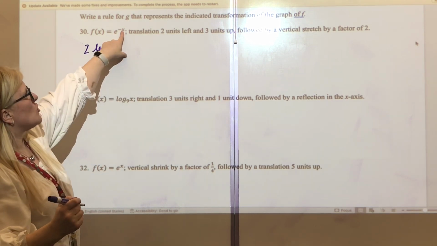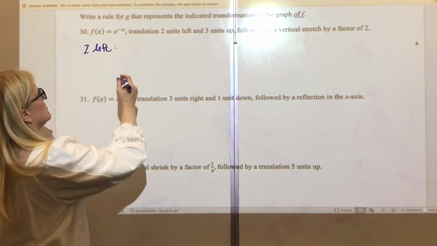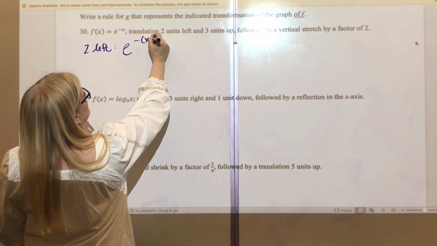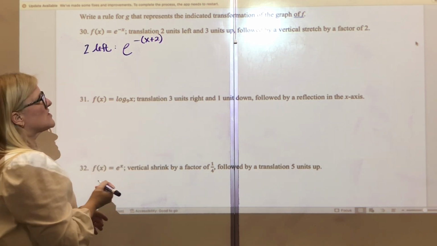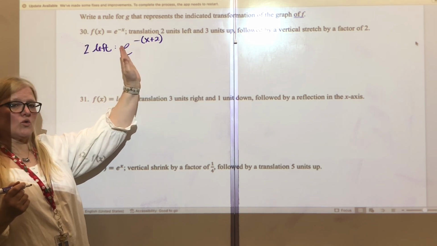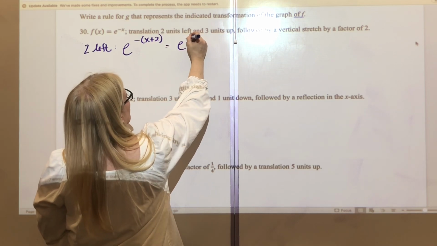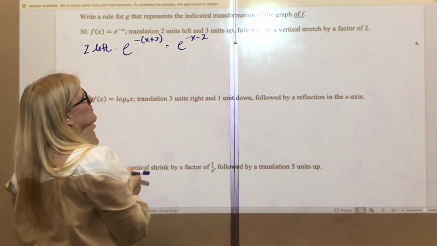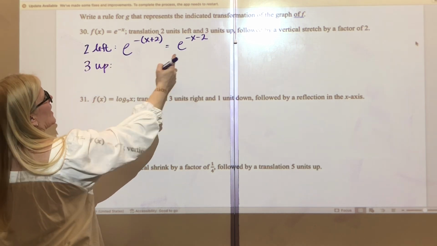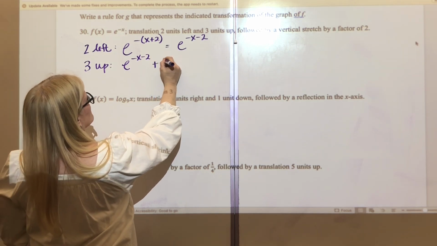So I'm going to replace x with x plus 2. So e to the negative (x plus 2), that's 2 units to the left. Well, I now have a negative out here, so I need to distribute this negative. So this is actually e to the negative x minus 2. Okay, next thing, 3 units up. I take what I had before, just add 3.